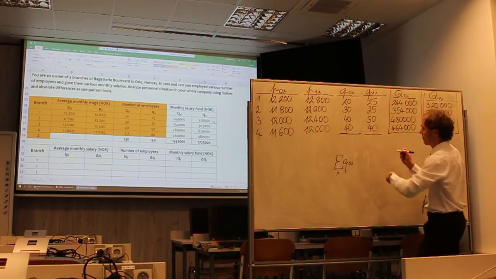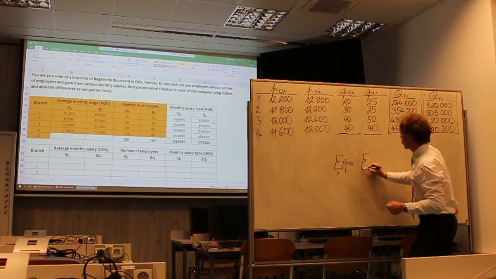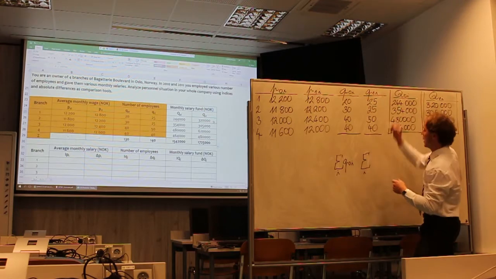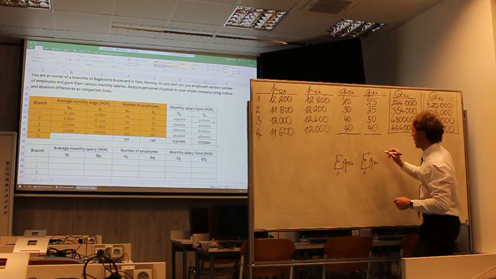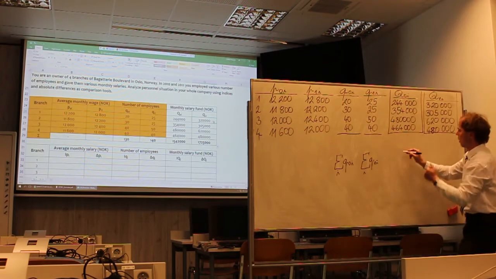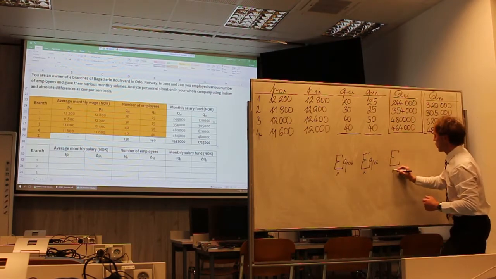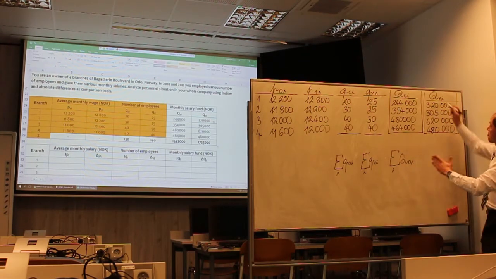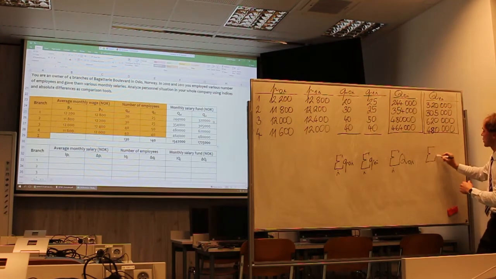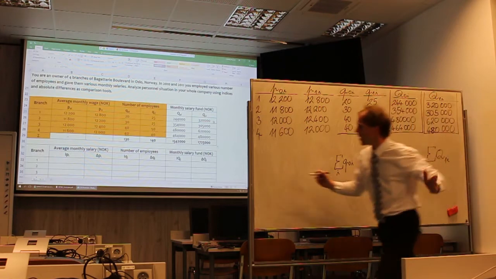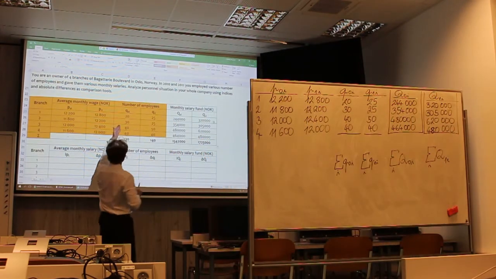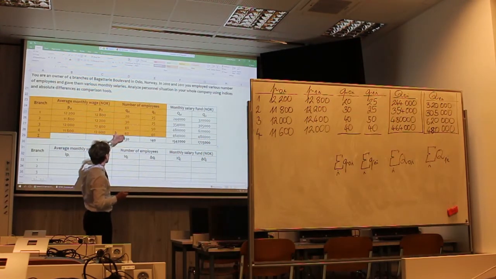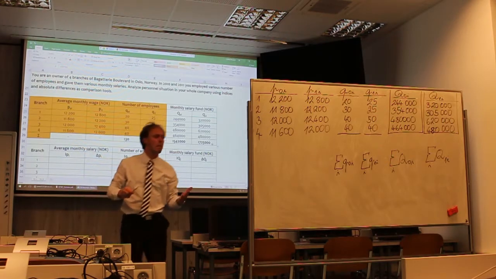Q0E. There can be calculated summation through all E Q1E. There can be calculated summation through all E capital Q0E. There can be calculated summation through all E capital Q1E. Yes. 20 plus 30 plus 40 plus 40, 130 employees.